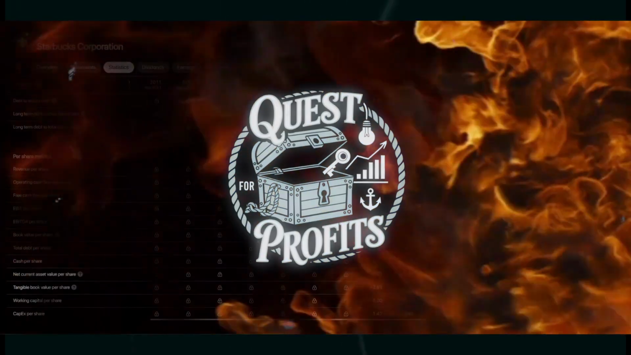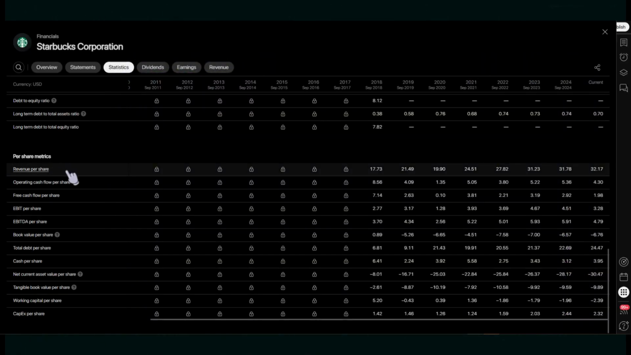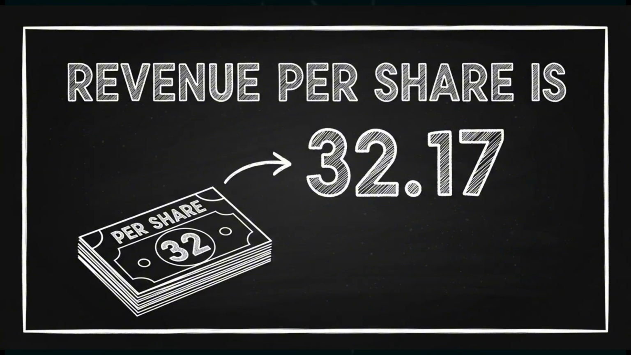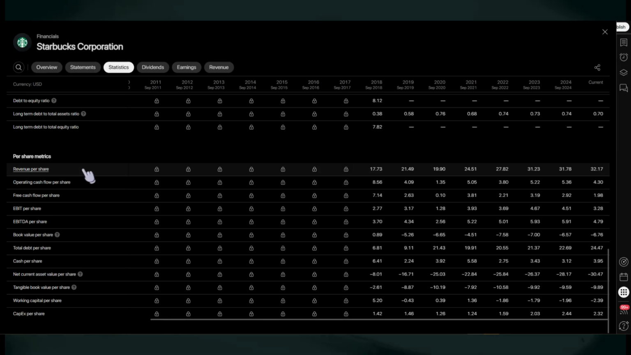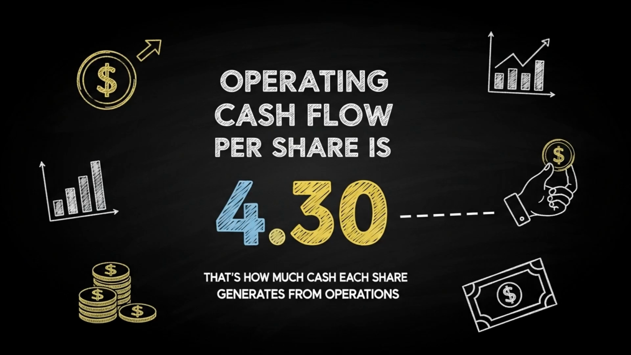Now let's look at per-share metrics. These are super practical for investors. Revenue per share is 32.17. Each share represents about $32 in revenue. Operating cash flow per share is 4.30. That's how much cash each share generates from operations.